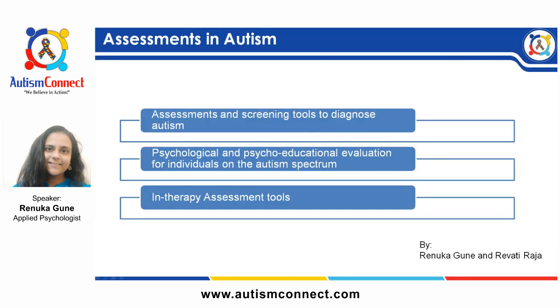Let me just run you through the key points that we'll be touching upon. Firstly, we are going to be working with assessments and screening tools used to diagnose autism and screen for autism. The second would be psychological and psychoeducational evaluations for individuals on the spectrum.